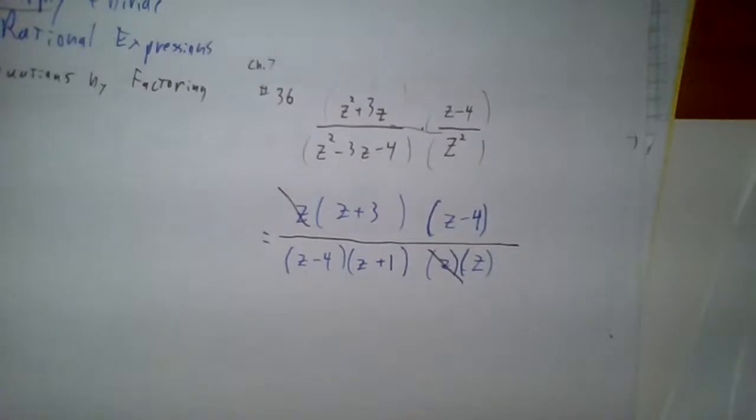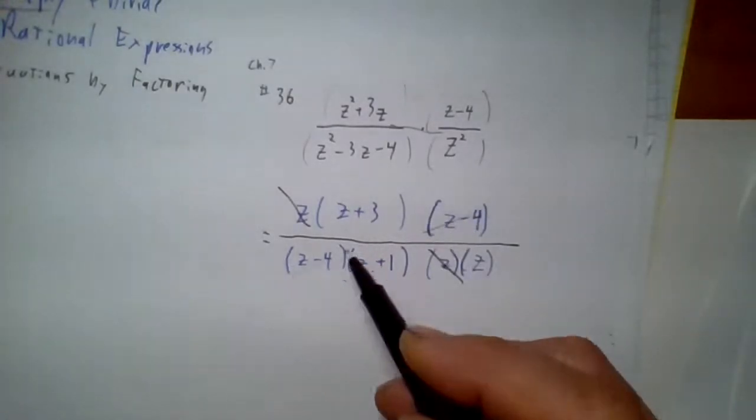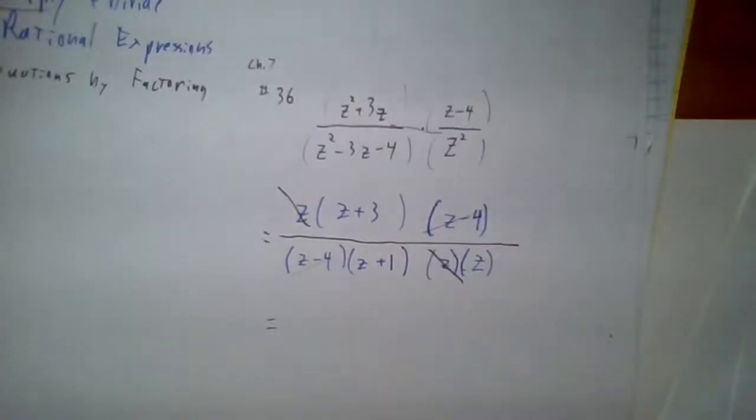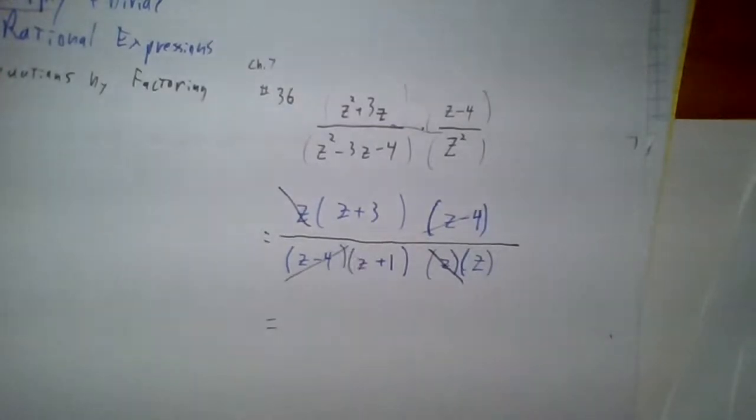Also, z minus 4. So from here on, the problem is just matching stuff up. Now that you have them all revealed, you cancel any common factors that you have from the numerator and denominator. And once you're done with that, just pull together what I've got left.